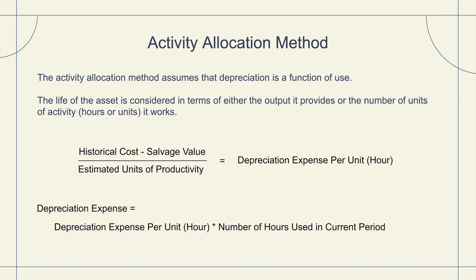Historical cost less residual or salvage value, divided by the estimated units of productivity. Or this could also be estimated units of productivity in terms of hours. Again, the denominator fuels the output. So it's going to be a per-unit amount or a per-hour amount, in which case you need to call up the plant controller, find out how many hours or how many units the machine was utilized, and multiply that to get your annual depreciation expense.